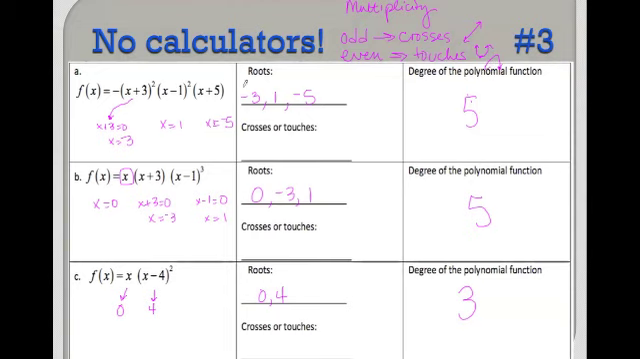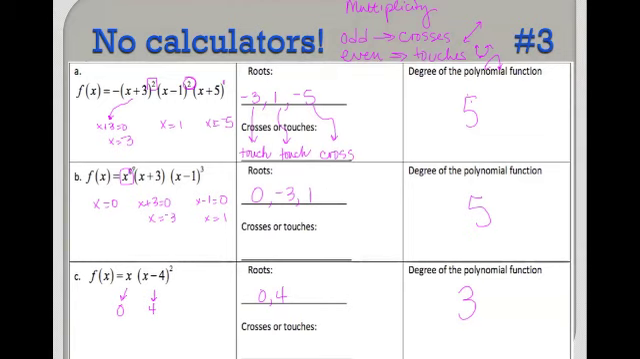Okay, so at negative 3, the multiplicity is 2, so I know at negative 3 it's going to touch. At 1, it's an even number, so I know it's also going to touch. And at negative 5, the multiplicity is 1, so I know it's going to cross.